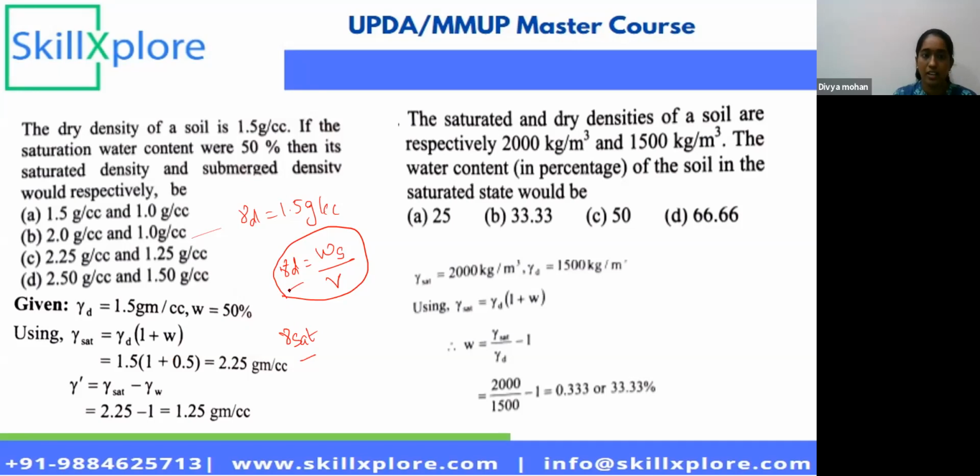Combining gamma sat and gamma d, we know a formula: gamma sat is equal to gamma d into (1 plus w). They have given gamma d and we know the water content, so we can solve for gamma sat. Substituting gamma d as 1.5 and 1 plus 0.5 for water content, we get an answer of 2.25 gram per cc. And for submerged density, we know it is gamma sat minus gamma w, so 2.25 minus 1 gives the submerged density.